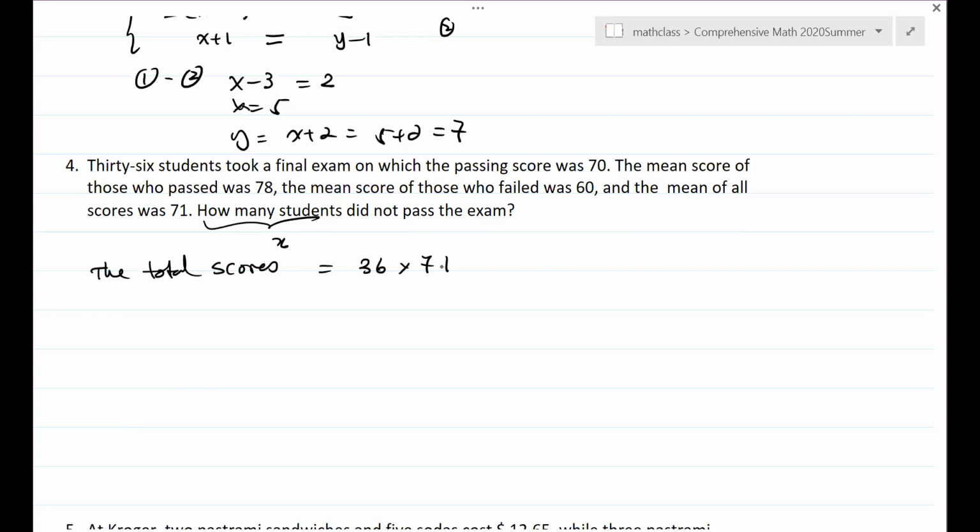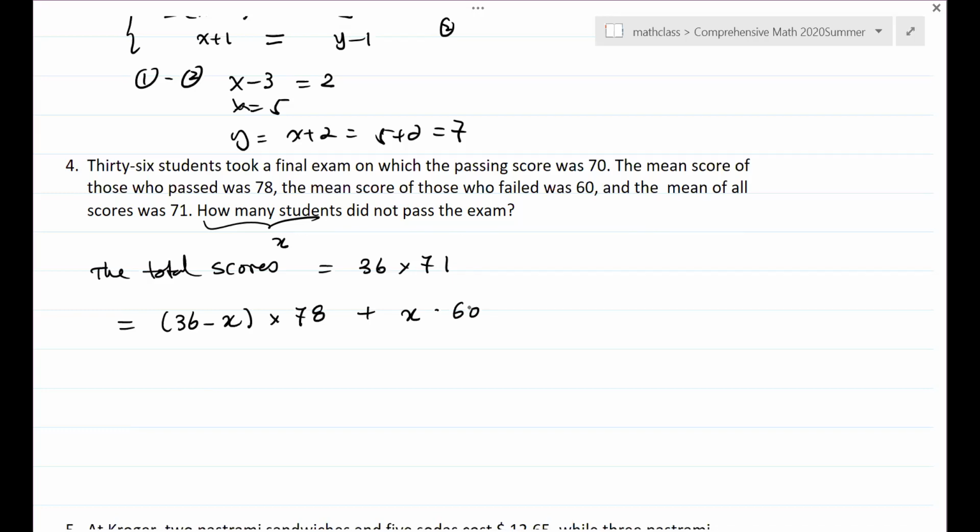Okay. Then I'm going to calculate the total score in two groups. One is the group who passed the exam. The number of students who passed the exam is 36 minus X, times 78. That is the total score contributed by the students who passed the exam. Then the number of students who did not pass the exam is X, and their mean is 60. So that's their total. You get the total points from the students.